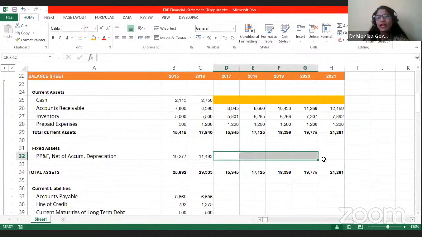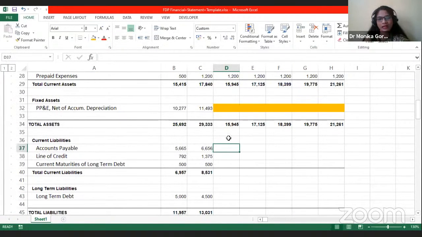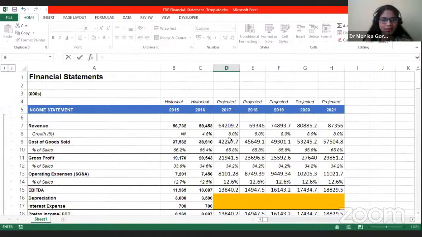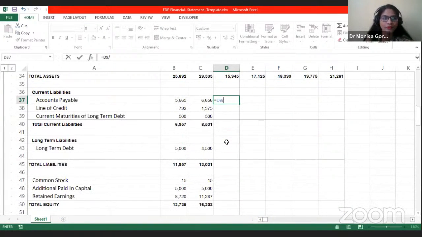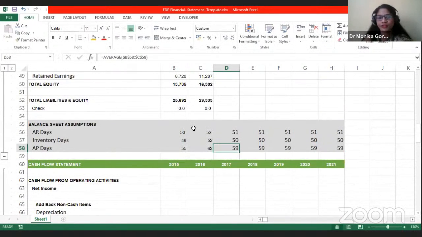Okay, moving ahead, the next important thing is your fixed asset. Again, here we are going to highlight this. As of now, we are not going to do this, because this particular amount we are going to get from our debt schedule. Moving ahead, current liabilities, accounts payable. Accounts payable is related to your cost of goods sold. So cost of goods sold divided by 365 days. So one day I'll come to know the accounts payable, 59.